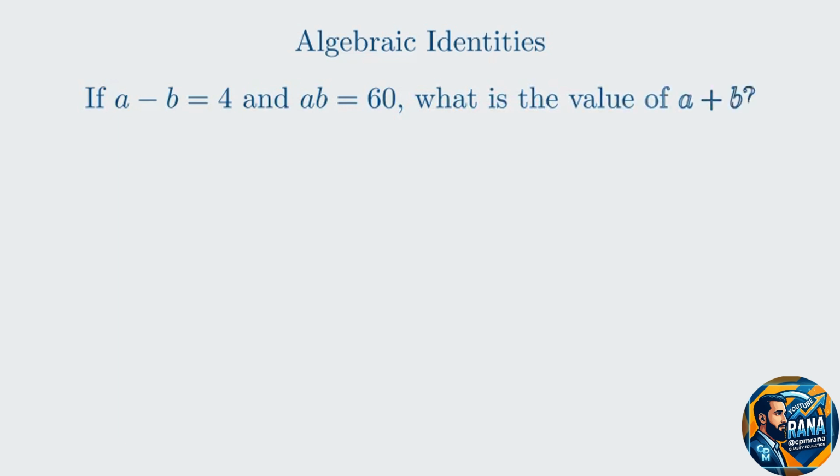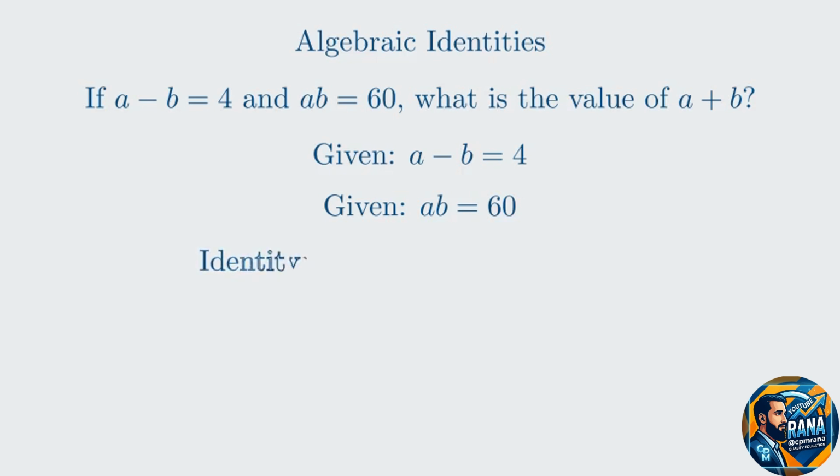We are given two pieces of information. First, the difference between a and b is 4. Second, the product of a and b is 60. To relate these values to what we want to find, which is a plus b, we need a specific algebraic identity. This identity is perfect because it links the sum, the difference, and the product of two numbers. Notice how it allows us to calculate the square of the sum if we know the other two parts.